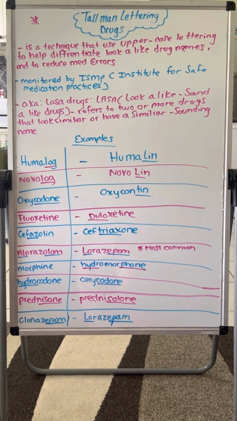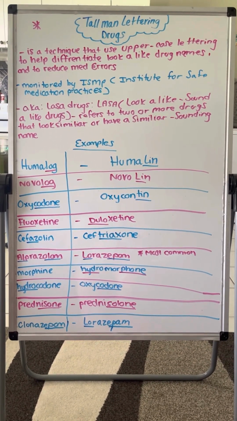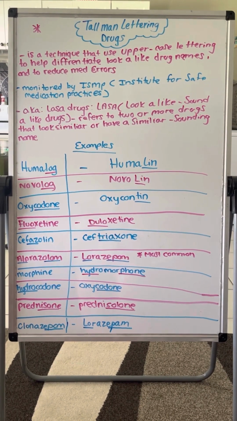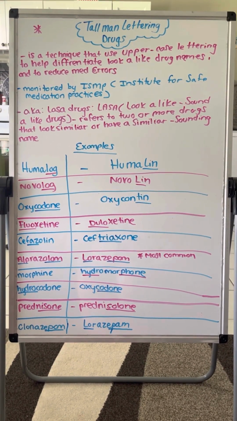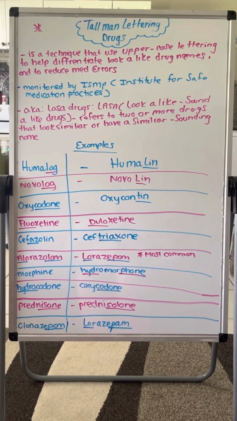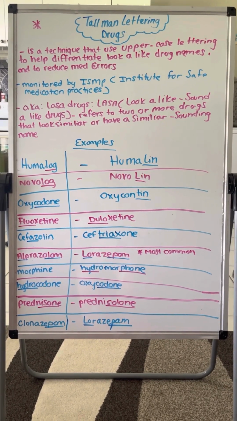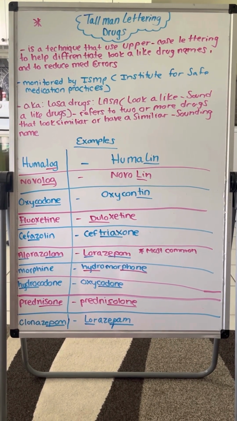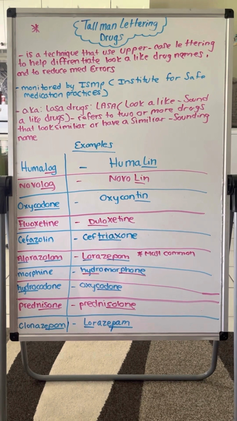The next one is prednisone and prednisolone. The difference between these two is prednisone is N-I-S-O-N-E, and prednisolone is a solution, and prednisone is actually a tablet. The next one is clonazepam and lorazepam. These are also in the same drug class.